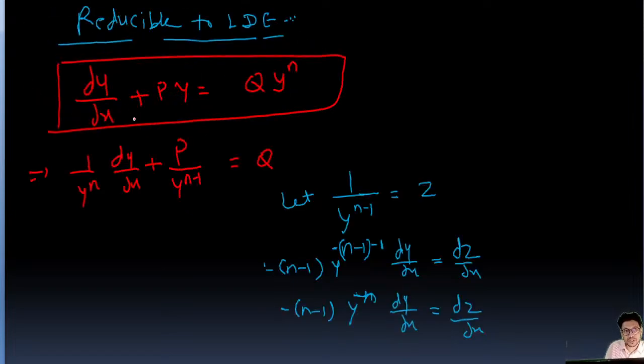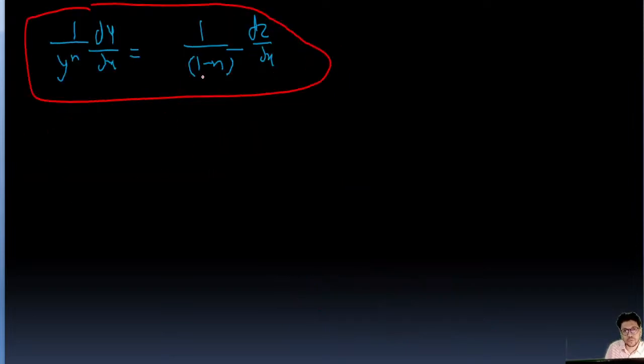Now in this equation, in place of 1 upon y to the power n dy over dx, we are going to put 1 upon 1 minus n dz upon dx. Suppose y to the power 5 is there, so this value is going to be 1 upon y to the power 5 dy over dx equal to 1 upon 1 minus 5 dz upon dx. I will solve one question with an example, then it will be more clear to you.